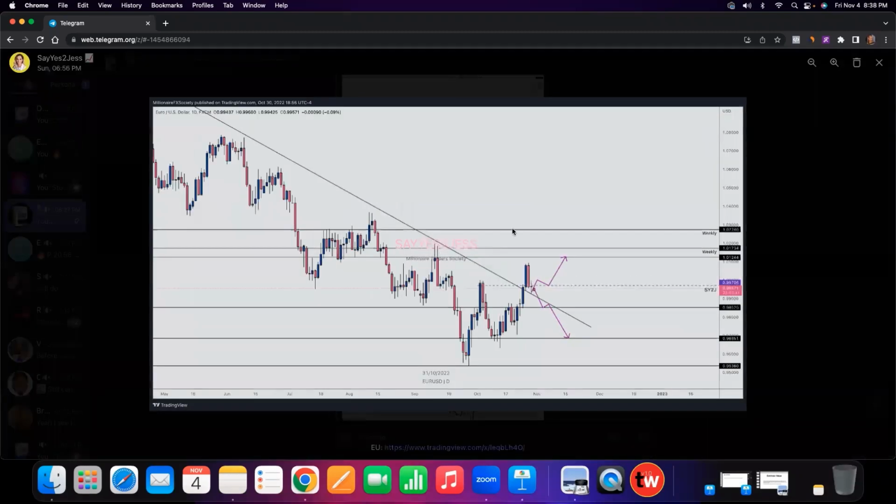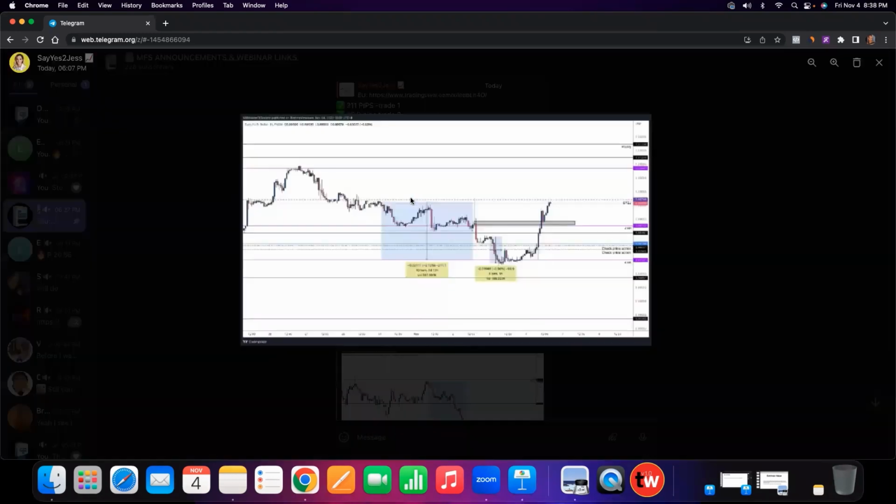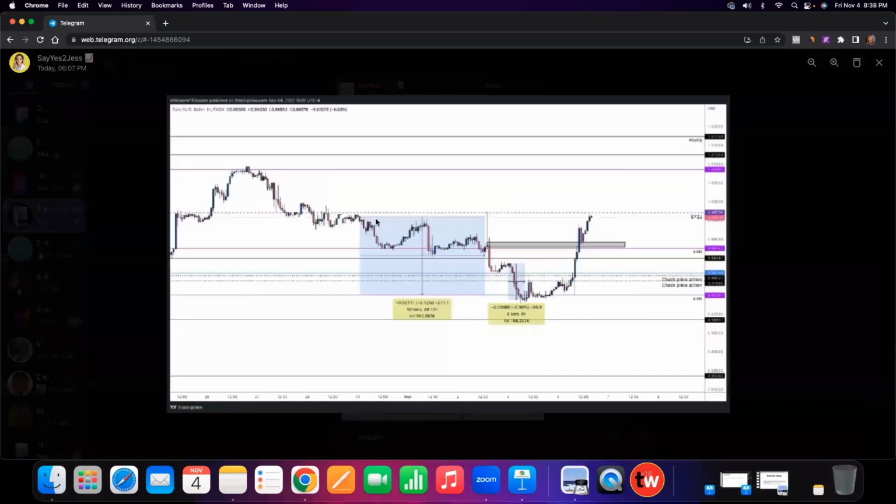EU was the next one. I was looking for it to either come up to the weekly or come back down to this support and just continue the downtrend. So this is it right here. You can see where, and I'm on the smaller time frame so you can identify the entry, but this was after that momentum. We had no drawdown, which was really, really nice.